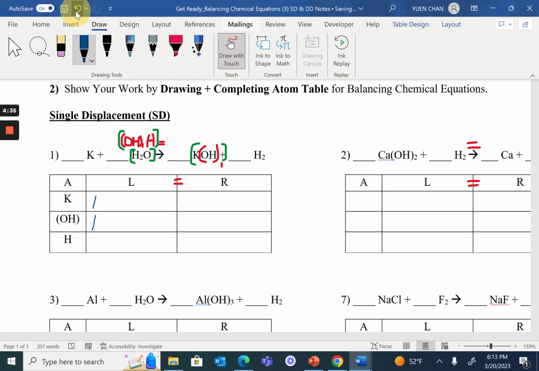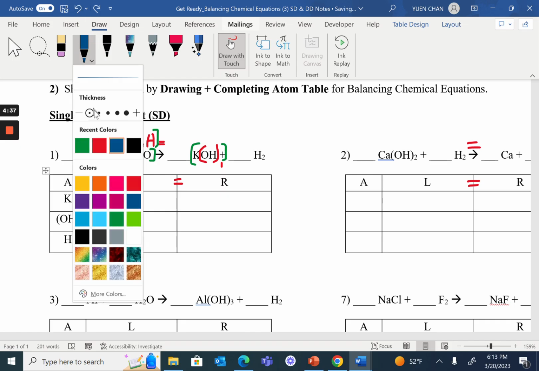Oh, is it too thin? So maybe I should make it thicker. Maybe we can make it a little thicker. You can see a little better.